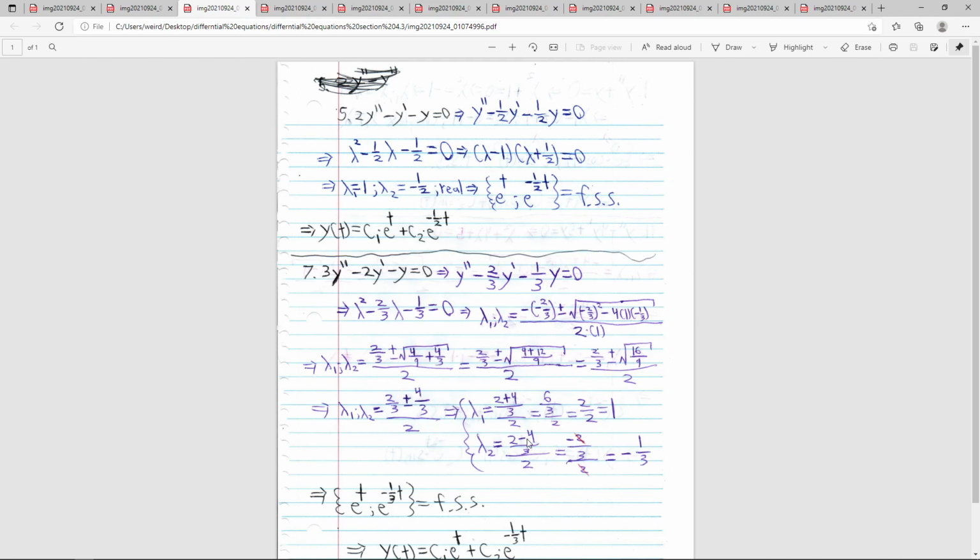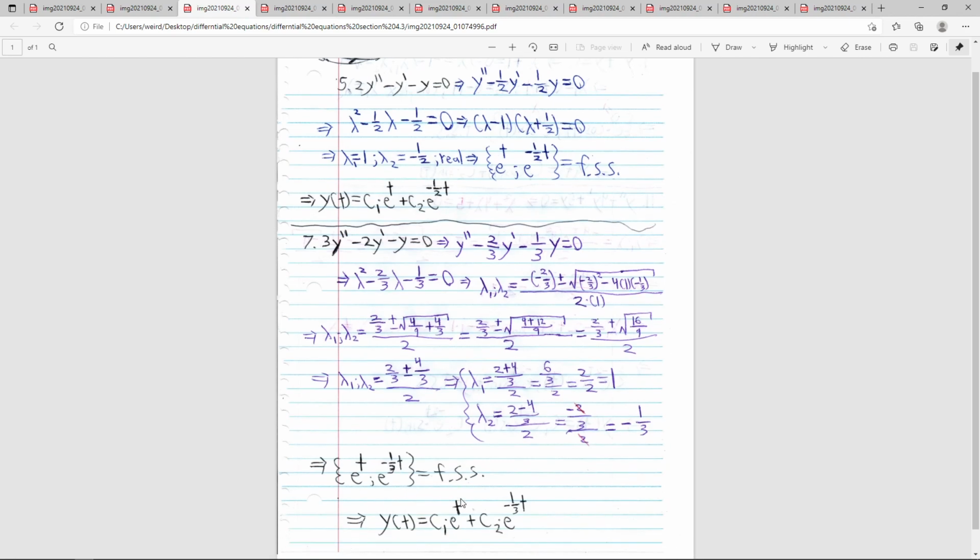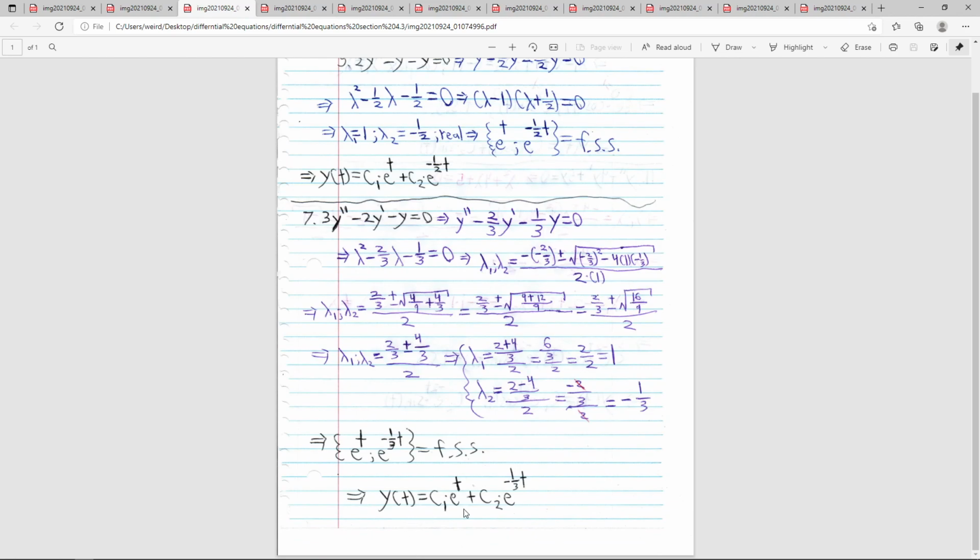You go through the process and you get your lambda 1, lambda 2 equal to 2/3 plus or minus 4/3 divided by 2, and then you separate them into plus and minus ones. And we get 1 and negative 1/3. So e to the t power and e to the negative 1/3 t power are a fundamental set of solutions. So y of t equals c1 times e to the t plus c2 times e to the negative 1/3 t power. And that's it for that.